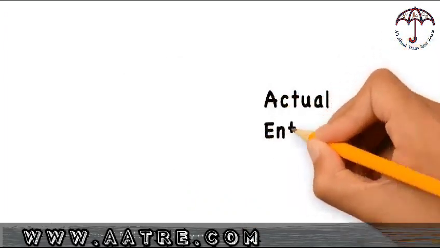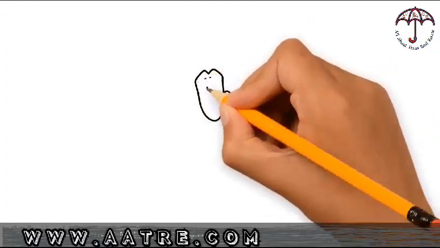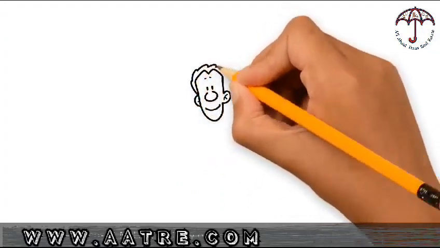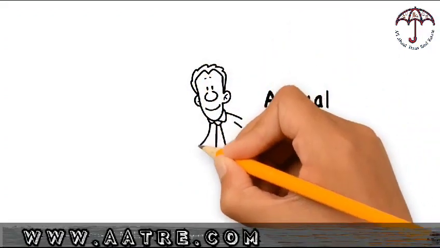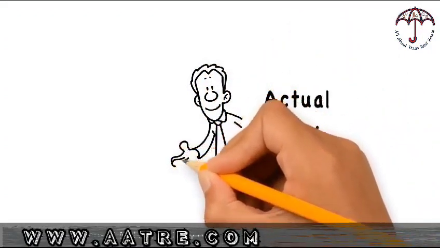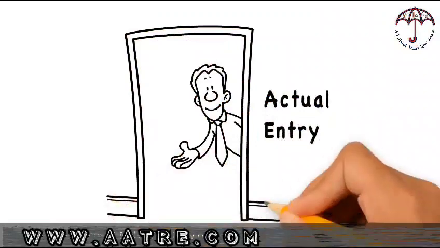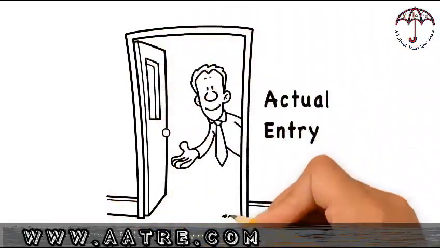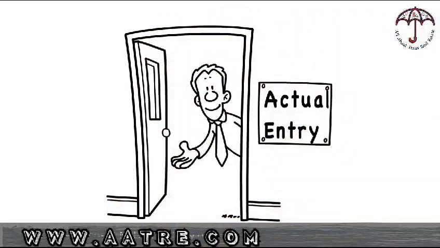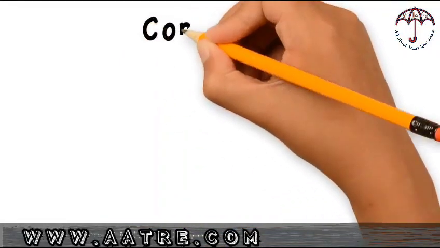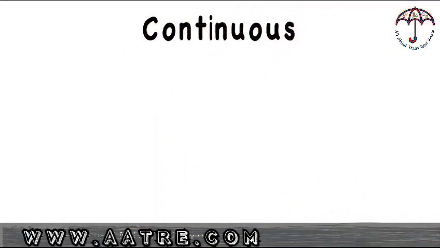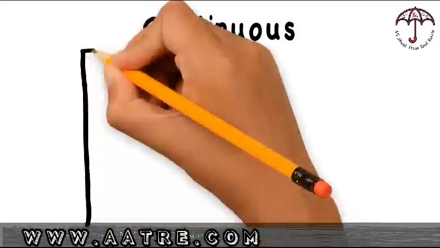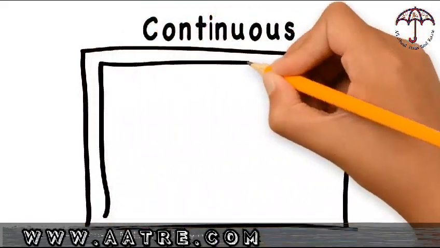Actual. Actual is the next element. All it means is that you have to actually enter, use, and physically occupy the land for the entire period. Sometimes professors will call it actual entry. Then there is the continuous element. The actual and continuous elements relate to one another.